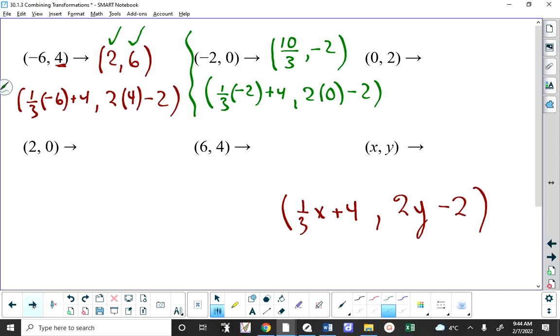So I don't think we need to do the mapping of all of these points. Next time I prepare this unit for this course, I'd probably just pare it down to a couple of points. Any questions with that first example?